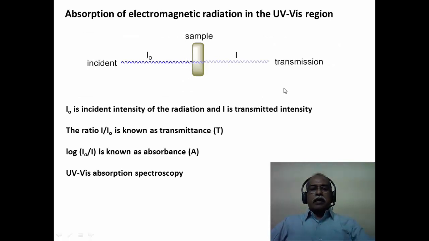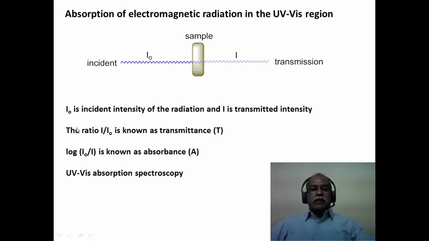Now this is a diagram that is familiar to you. This has already been dealt with earlier. Let me recap the facts about this particular diagram. The absorption of electromagnetic radiation in the UV visible region. When you have electromagnetic radiation of the type ultraviolet and visible, the incident radiation intensity is I0. It passes through the sample and the sample absorbs a certain amount of energy and the residual intensity is transmitted. So I is the transmitted intensity, which is detected by some kind of photomultiplier detector in this case.